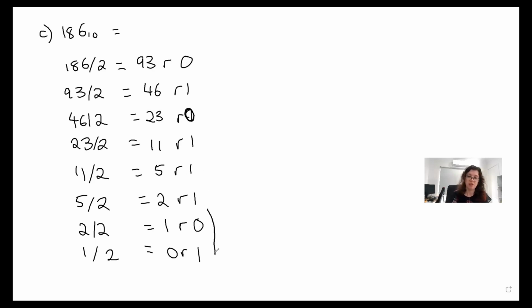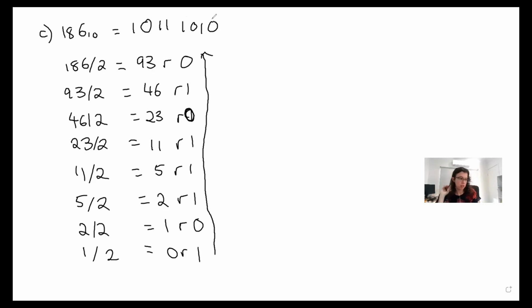So again, we just read from bottom to top of those remainders, and we get 1 0 1 1 1 0 1 0. And if we have a look at our subtraction method, we'll see that we had the same result there as well. So that is converting to binary.